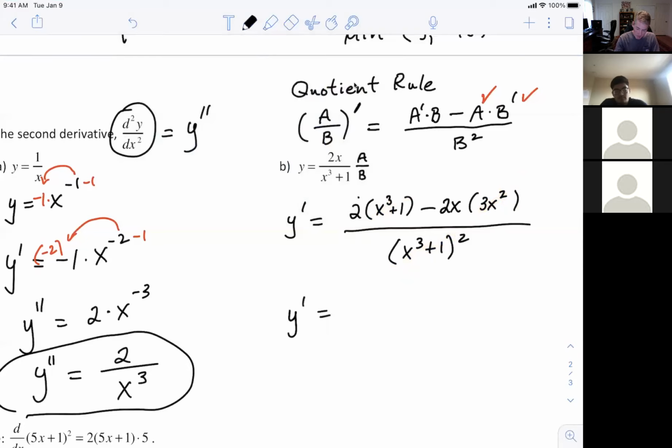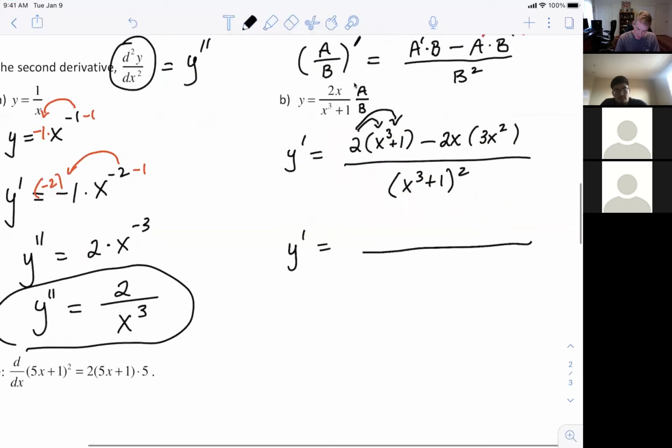But what I could do is multiply this out and then combine like terms. So on the top, there's going to be 2x cubed plus 2. And then when you multiply these two, that's going to be minus 6x cubed.